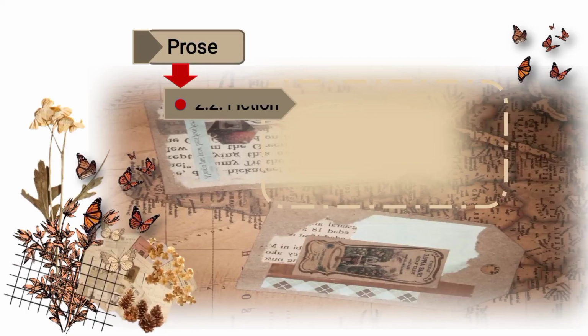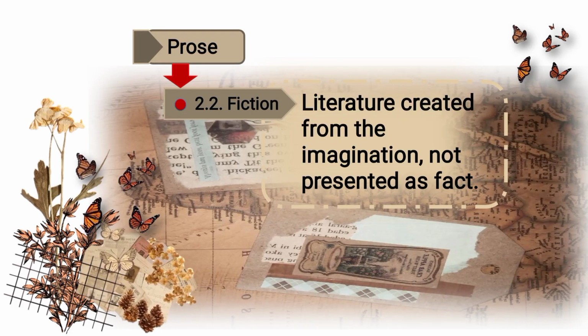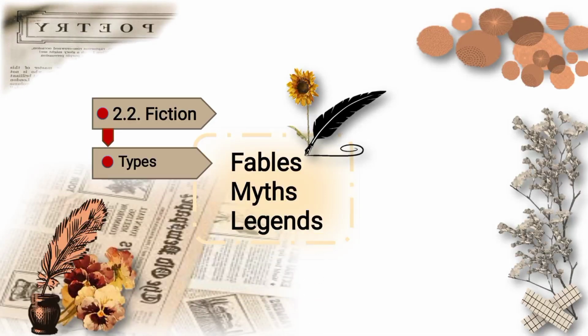Another type of prose is the fiction. So fiction is a literature created from the imagination, not presented as fact. It may be based on a true story or situation. And we have different kinds of fiction. We have the fables, myths, and legends. So first, let's talk about fable.